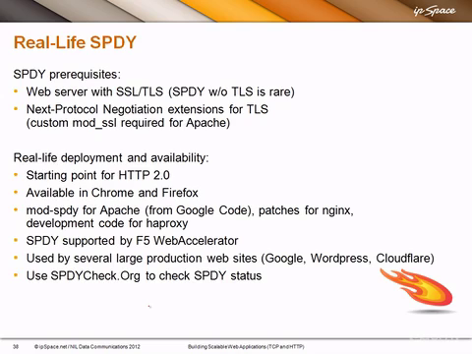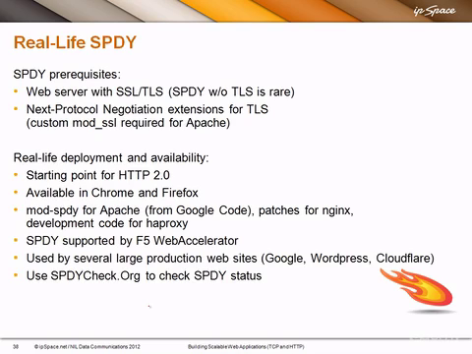And now for some real life experience. So for Speedy, you need a web server with TLS. I haven't seen Speedy used anywhere without TLS, even though it is an option. And then you need an extension for TLS that allows you to negotiate the next protocol. So you need this extra bit of TLS that allows you to say, well, actually it will not be HTTP running on TLS, it will be Speedy running on TLS.